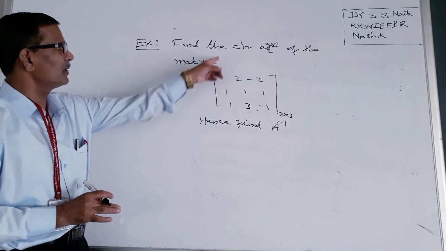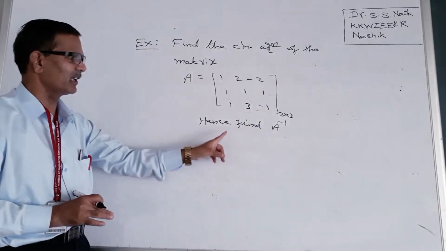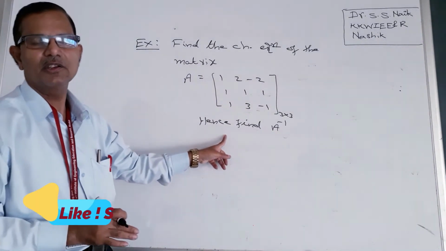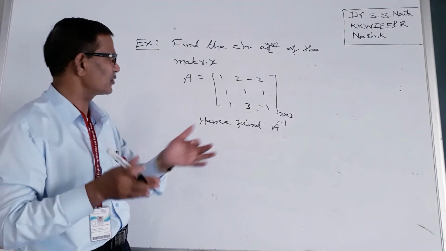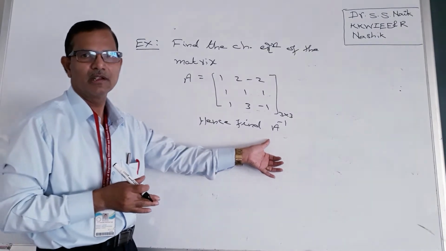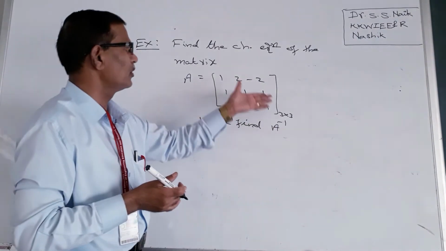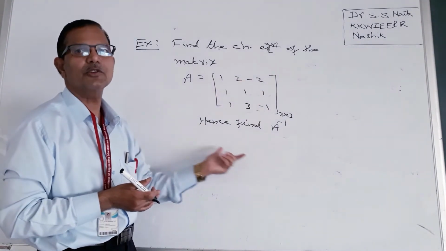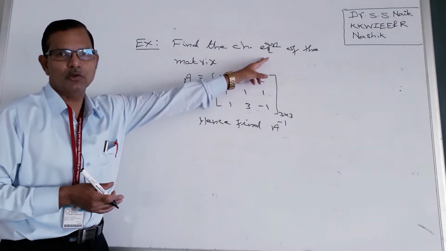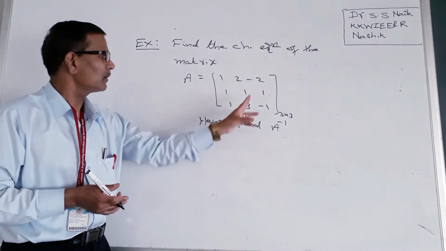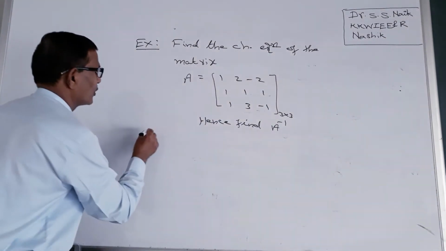Now, here the question is to find the characteristic equation of the matrix, and then find A inverse. That means indirectly you are using the Cayley-Hamilton theorem, because you have other methods to find A inverse also. What are the other methods? A inverse is equal to adjoint of A divided by determinant of A. That method you can also use. But the question asks you to find A inverse by using its characteristic equation. Therefore you have to use the Cayley-Hamilton theorem to find the inverse. Okay, so we'll go to the solution of this.